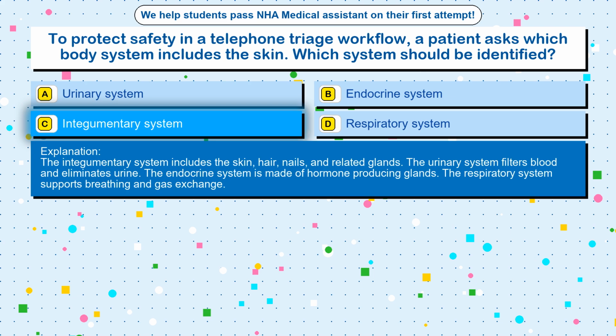The integumentary system includes the skin, hair, nails, and related glands. The urinary system filters blood and eliminates urine. The endocrine system is made of hormone-producing glands. The respiratory system supports breathing and gas exchange.